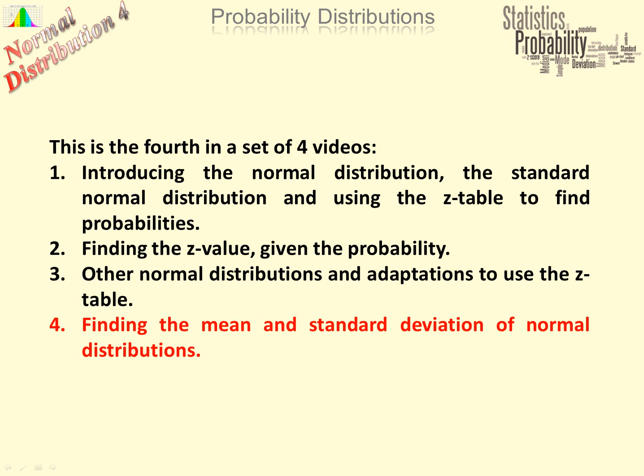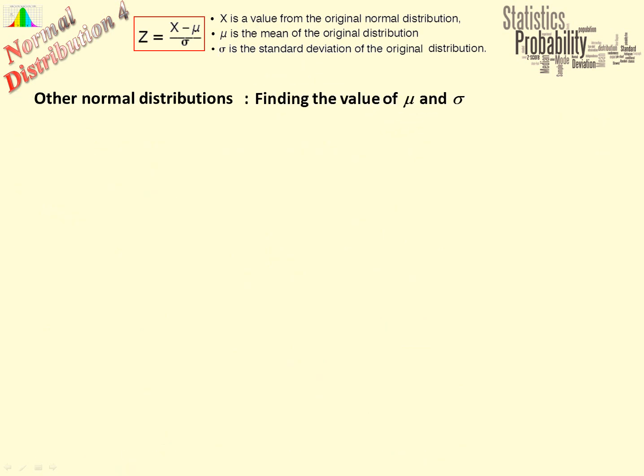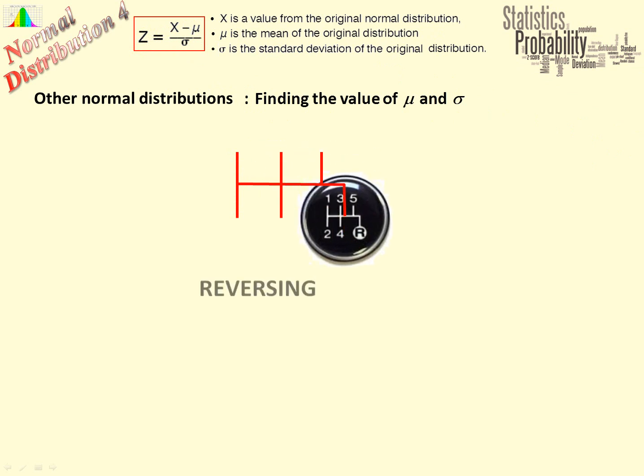This one deals with finding the mean and standard deviation of normal distributions. In other words, we're going to end up solving this equation for mu and for sigma in order to find their values, knowing the z values and the x values. Reversing the procedure done in normal distribution video 3.